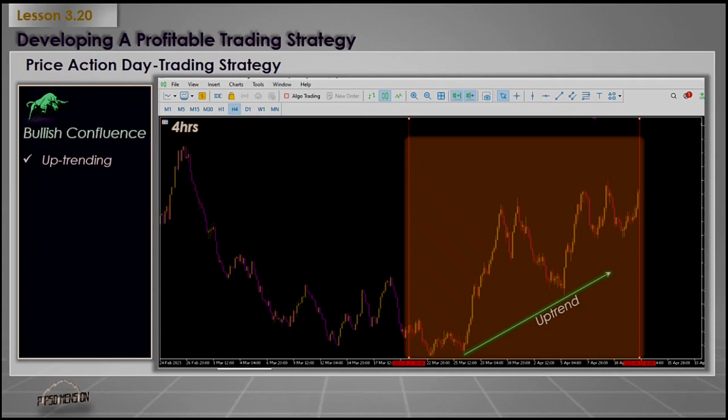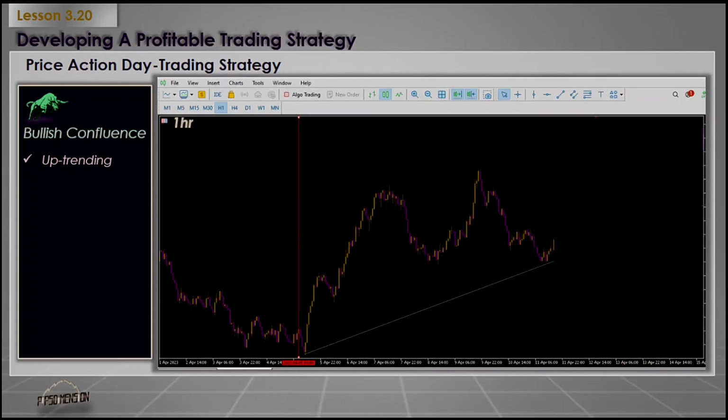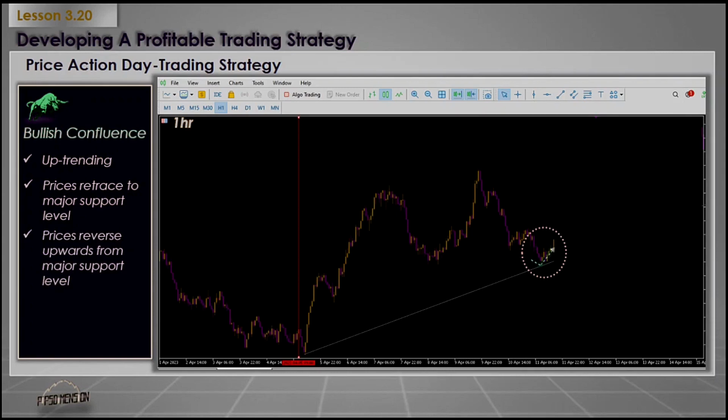Next, we will highlight the major support and resistance levels on the 4 hours time frame. Finally, we will move to the 1 hour time frame and look out for a bullish confluence. Here we can see the prices have retraced back to a major support level. Also, we can see the prices are reversing upwards after hitting the major support level, and we can identify the formation of some bullish candlestick patterns. So, we have 4 technical factors occurring at the same time as a bullish confluence to make a buy trade.